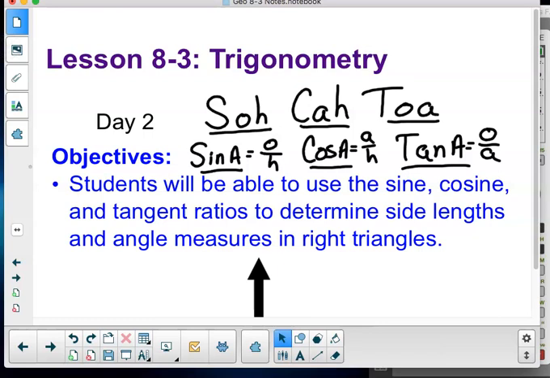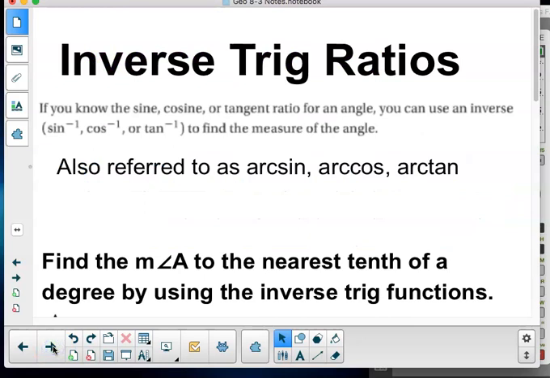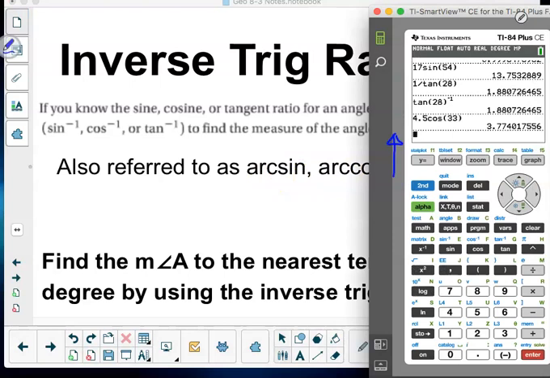But today we're going to learn to undo. So the inverse trig ratios, the inverses. If you know the sine, cosine, or tangent ratio for an angle, you can use an inverse value, sine inverse, cosine inverse, or tangent inverse, to find the measures of the angles. Those inverses are right here on your calculator above your sine, cosine, and tangent, or in some calculators they're in a list that follows sine, cosine, and tangent.